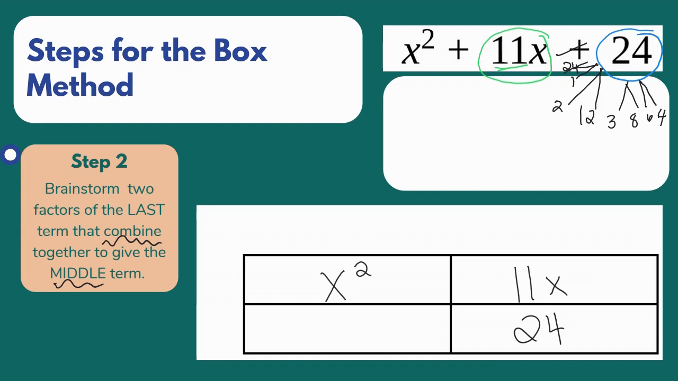So that factor pair does not work. Next, I have 2 and 12. If I added 2 plus 12, I would get 14. If I subtracted 2 from 12, I would get 10. So this factor pair also does not work to satisfy this step.